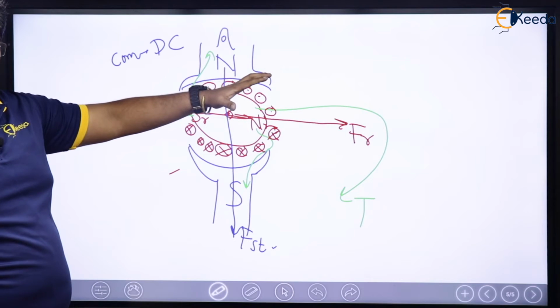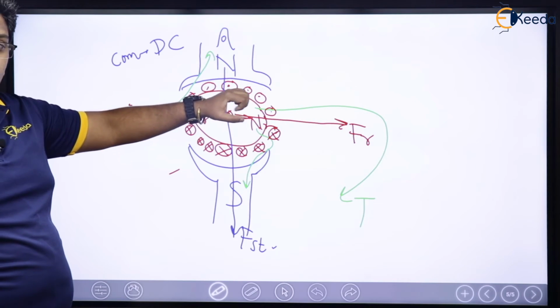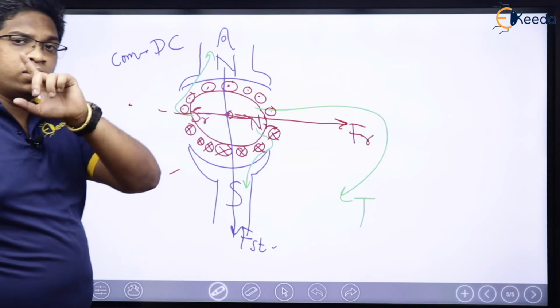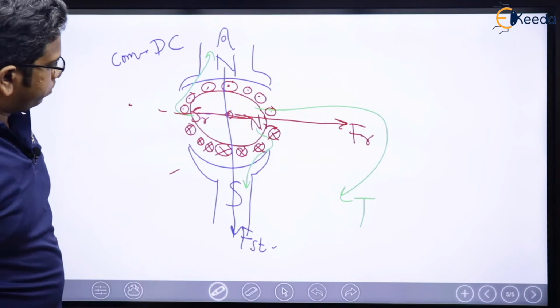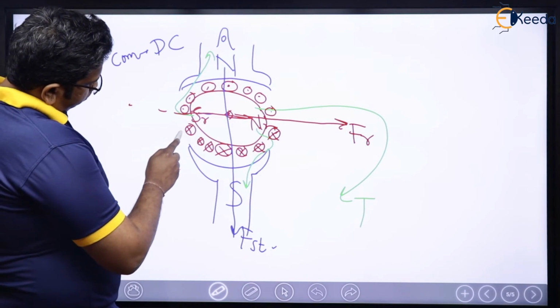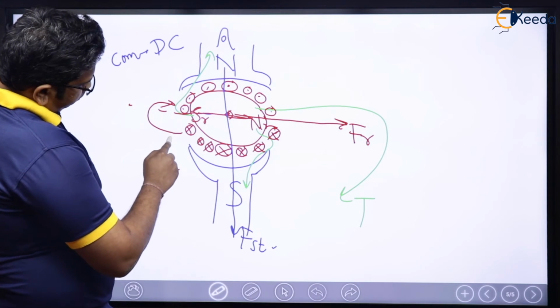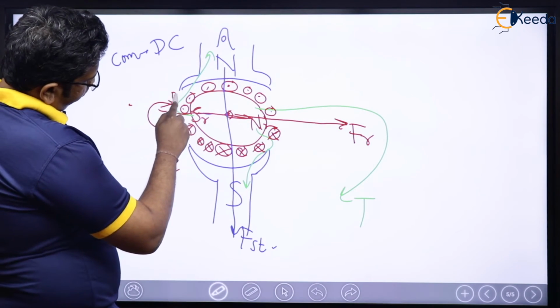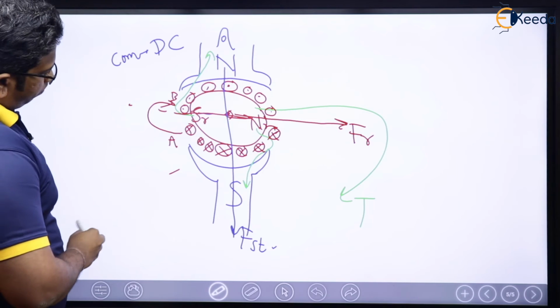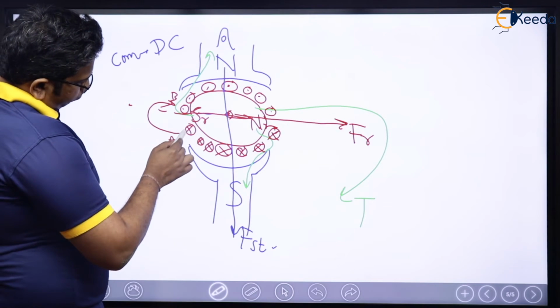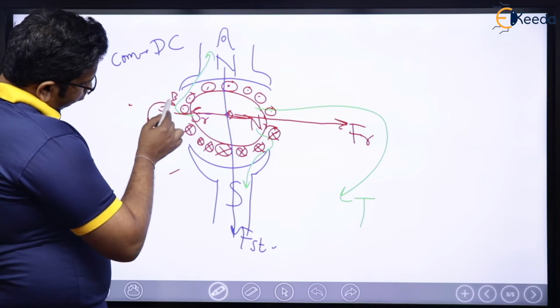Now I am releasing it. I was holding it initially, now I am releasing it. What will happen? Carefully observe. This conductor here will move here. Let us say this conductor is A and this conductor is B. This conductor will move from the position of A to the position of B.